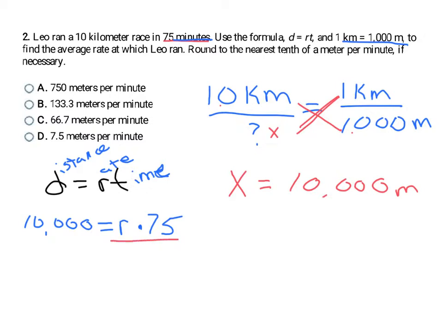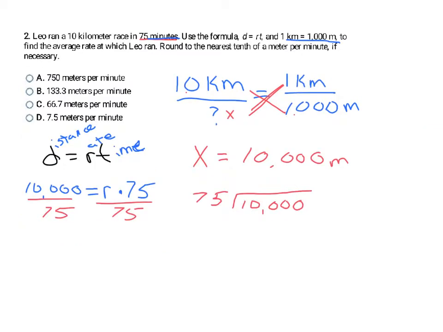The opposite of multiplying is dividing. So I'm going to have to divide both sides by 75, which I'm going to have to go over here and set this up as long division, which looks like this. And then 75 goes into 100 one time. So 1 times 75. And then 100 minus 75 is 25. Bring down that next 0.